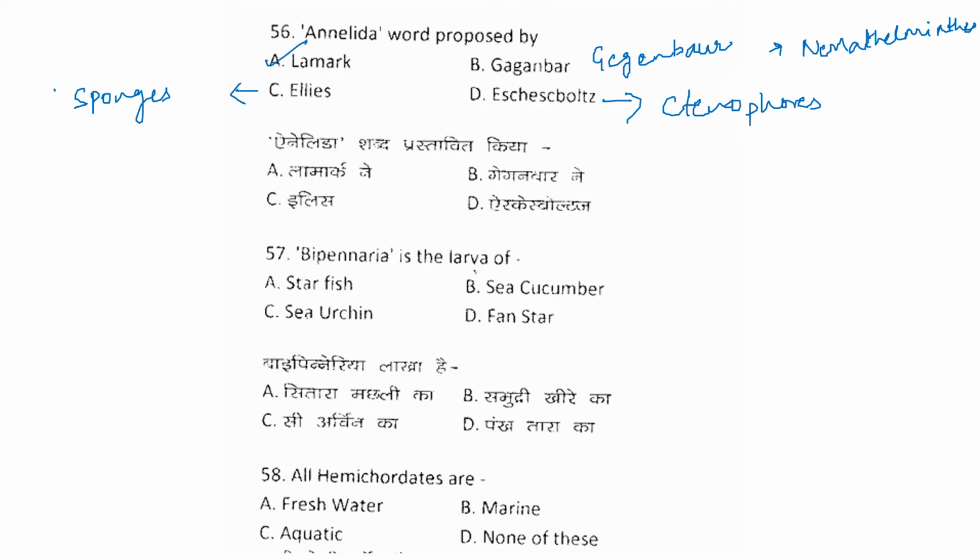Now, the next question is Bipinnaria is the larva of. So the answer is actually starfish. So the larva of starfish is Bipinnaria. The larva of sea urchin is called Echinopluteus.